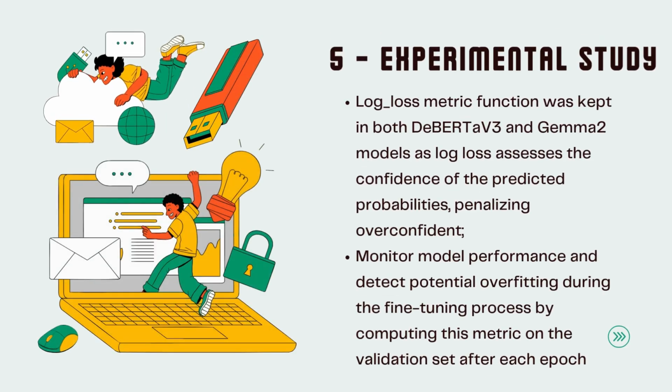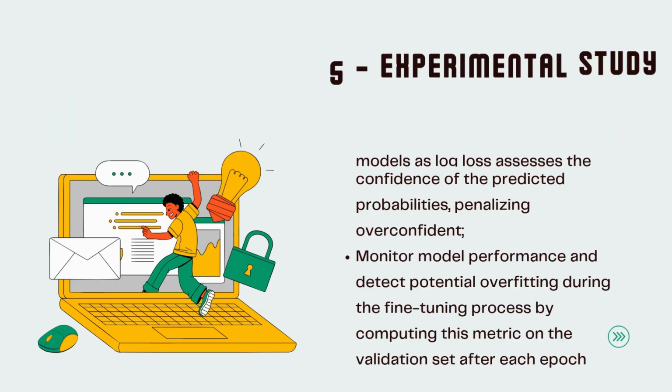Log loss metric functions were kept for both DeBERTa V3 and Gemma 2 models, as log loss assesses the confidence of predicted probability and also penalizes overconfidence. We monitor model performance and detect potential overfitting during the fine-tuning process by computing these metrics on the validation set after each epoch.